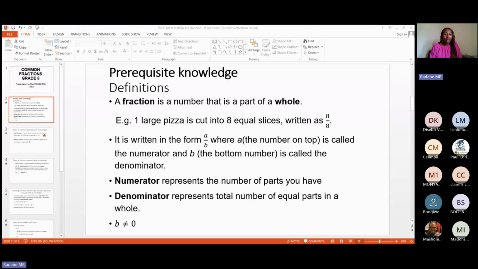The third type of fraction, as part of the prerequisite knowledge, is the mixed numbers. Now, a mixed number is a combination of a whole number part and a fraction part in one. For example, we've got 3 and 1 half. This mixed number can be converted into an improper fraction, whereby we multiply the denominator by the whole number and add the numerator. Then all of that over the denominator of the fraction part, meaning that the whole number here is 3, the numerator is 1, the denominator is 2.